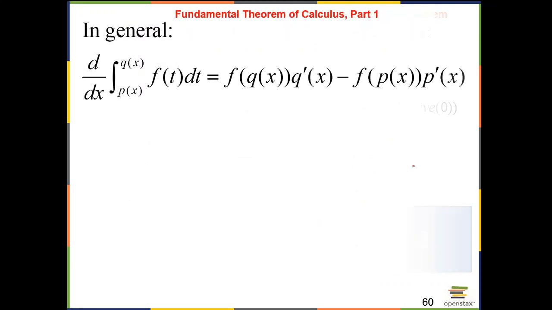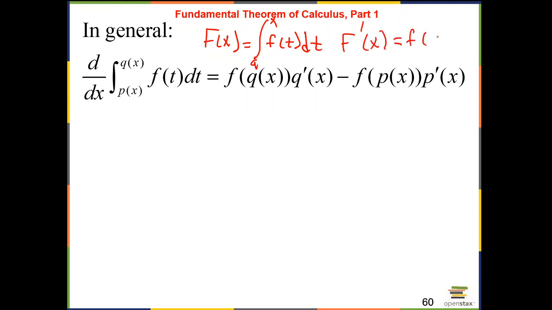All right. So in general, I'm going to add a general formula for the first part. In the first part, we said that if we define F of x to be the integral of f of t dt from a to x, then F prime is going to be what? Is going to be f of x, right? But we can do better than that.